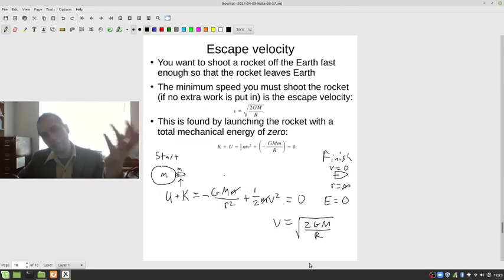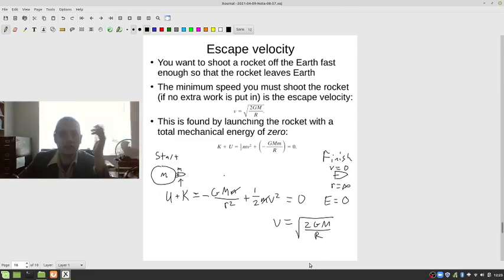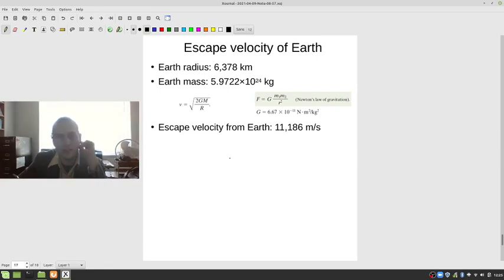Now, this is a common thing to look at. Like, for instance, you look at the Earth. You can put in an r for the Earth, you can put in the mass of the Earth, and calculate an escape velocity of the Earth of 11,186 meters per second. Okay, so v escape for the Earth is around 11 kilometers per second. Pretty fast.